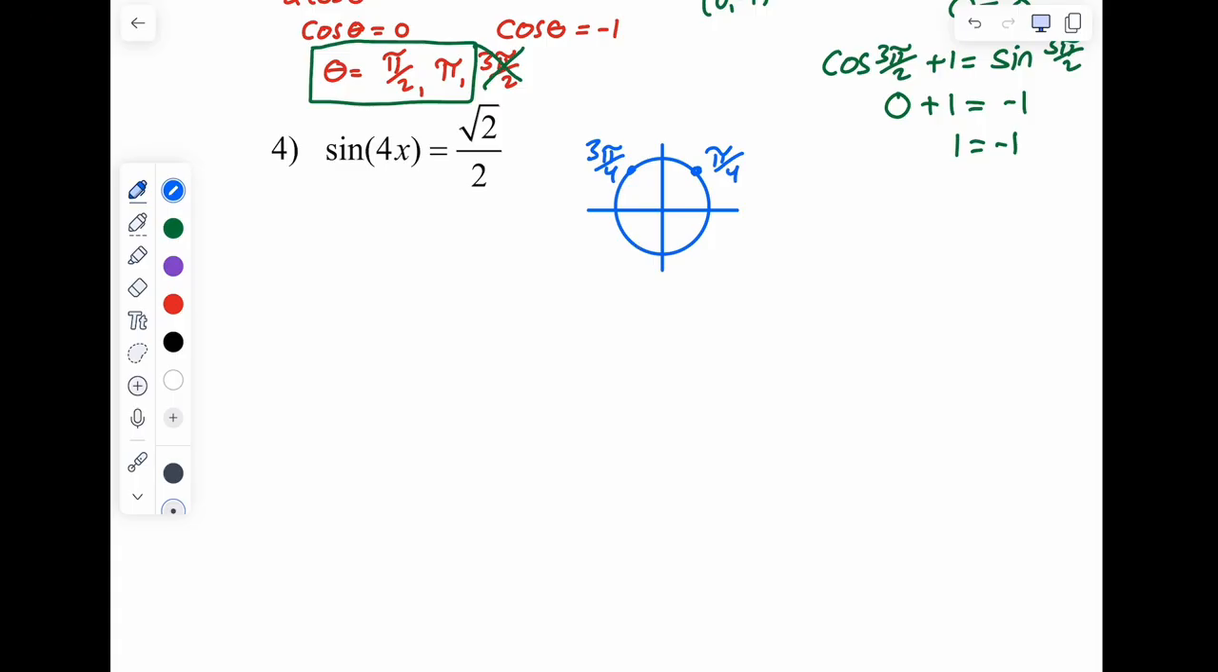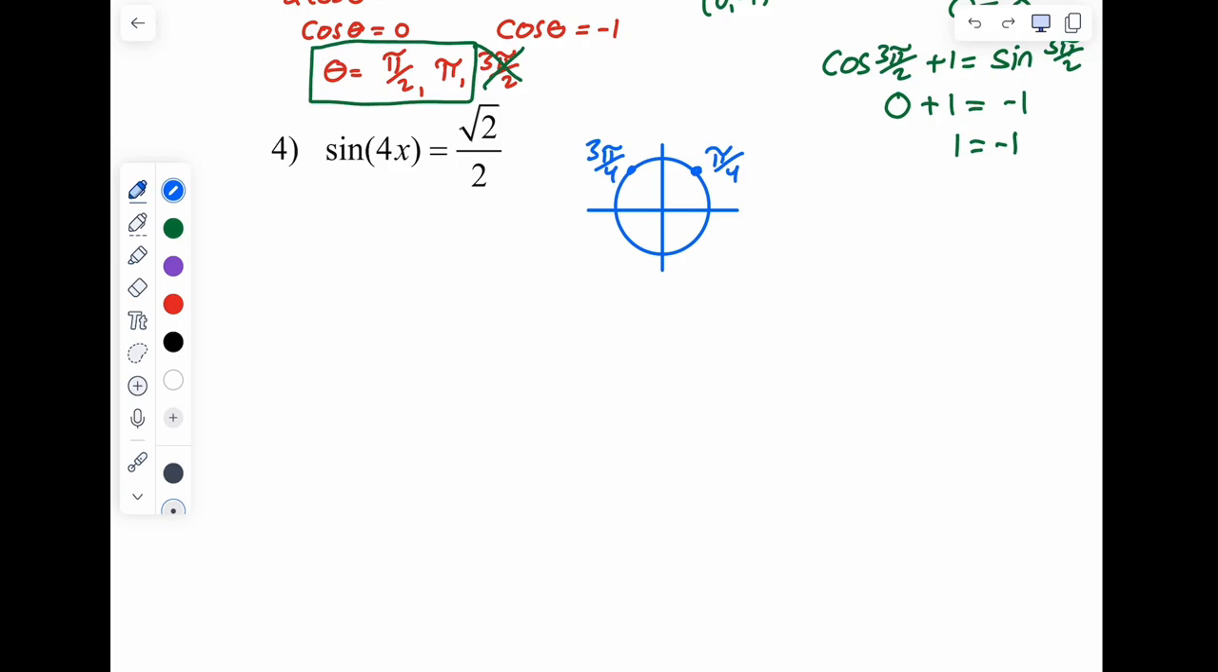And I want all the answers from 0 to 2 pi. Okay. Do you agree when I divide these by 4, they get smaller? Right? Pi over 4 becomes pi over 16. It's smaller. You follow me? Okay.